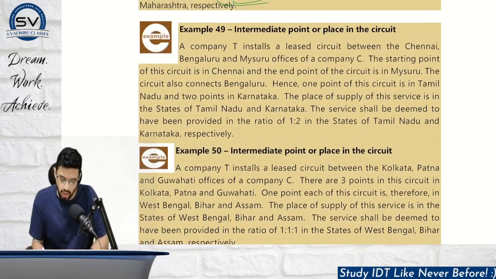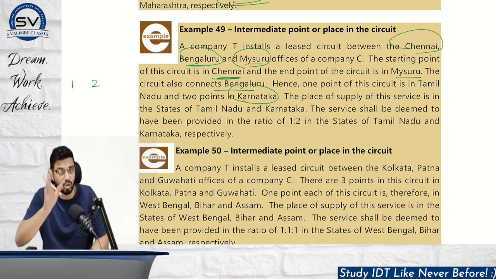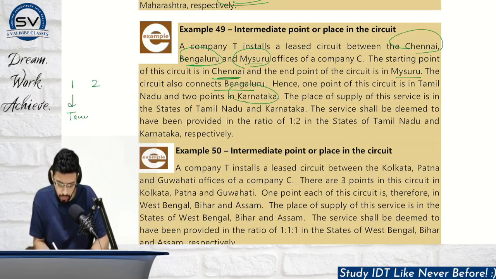Next, a company T installs a lease circuit between Chennai, Bangalore and Mysore offices. The starting point of this circuit is in Chennai and the end point is in Mysuru. The circuit also connects Bangalore. Hence, one point of this circuit is in Tamil Nadu and two points are in Karnataka. Karnataka means basically Bangalore and Mysore, and Chennai is your Tamil Nadu. Again, I am saying please focus on the states, not the cities, otherwise your answer will be wrong. So one is in Tamil Nadu and two happen to be in Karnataka.